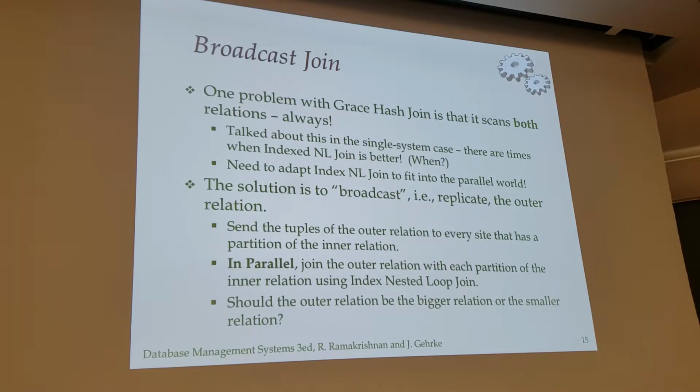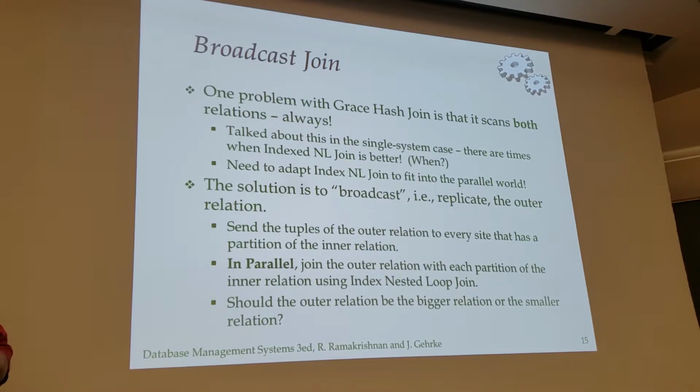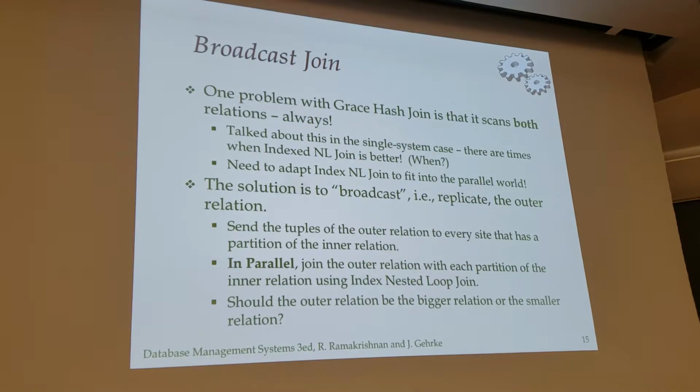So should the outer relation be the bigger one or the smaller one? The outer one should be the smaller one, because you're broadcasting it to all the places. You don't want to broadcast the big one.